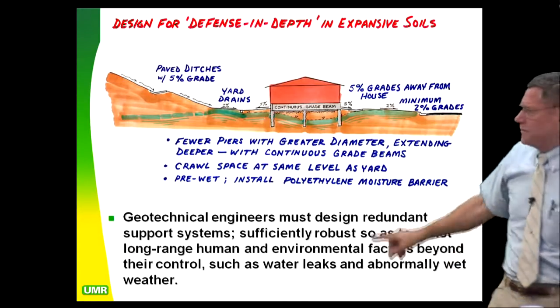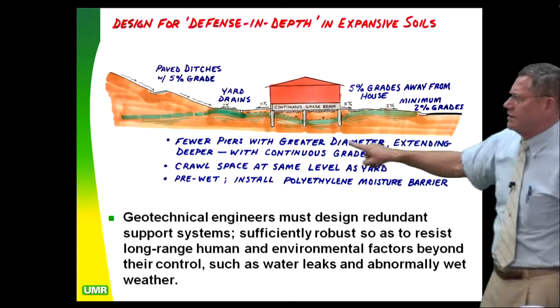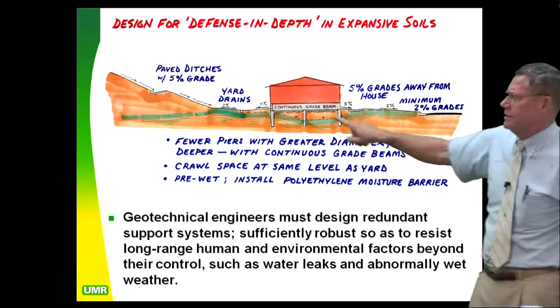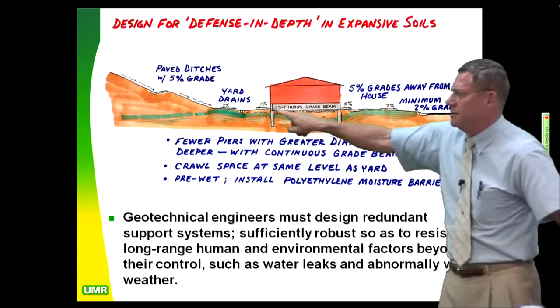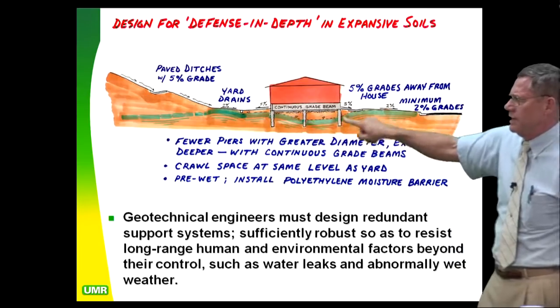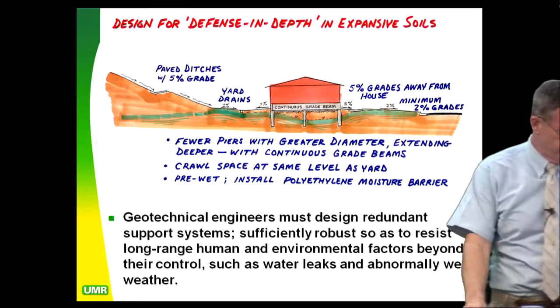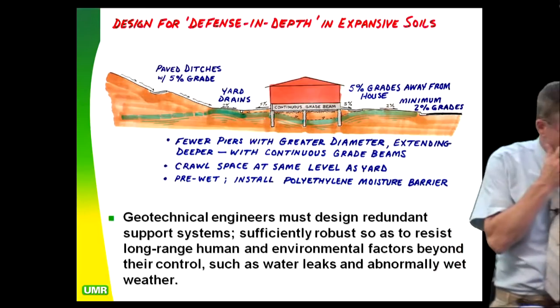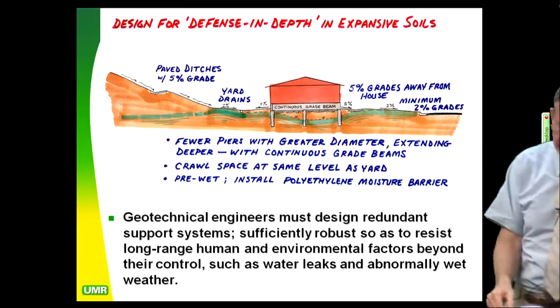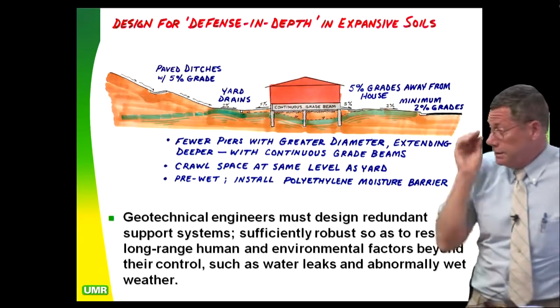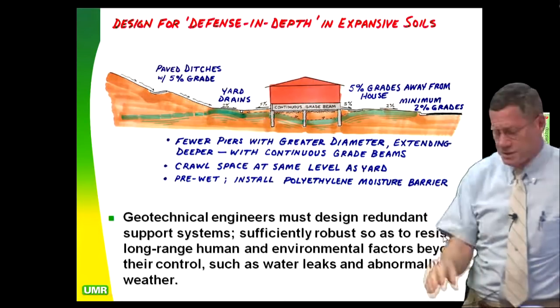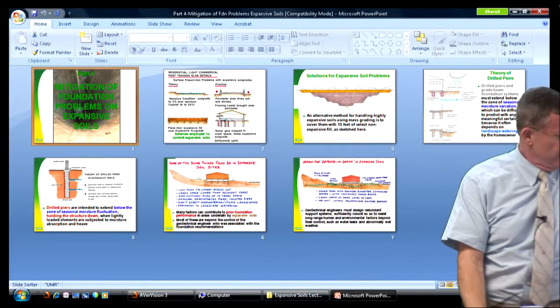So what we want to have is fewer piers of greater diameter and greater depth. Instead of having a bunch of little piers, you're better off with maybe just 3 lines of 18 or 20 foot piers with a big grade beam between them. And most of these things that I harp about here have been implemented now in Los Angeles, Orange County, and San Francisco Bay Area.